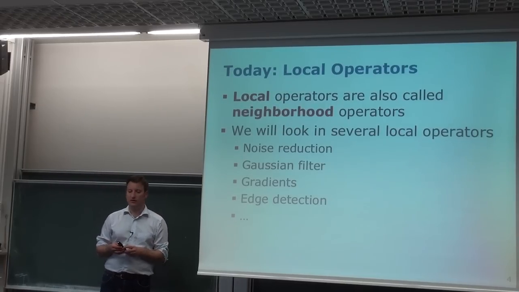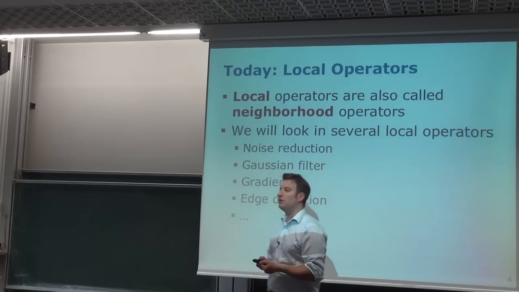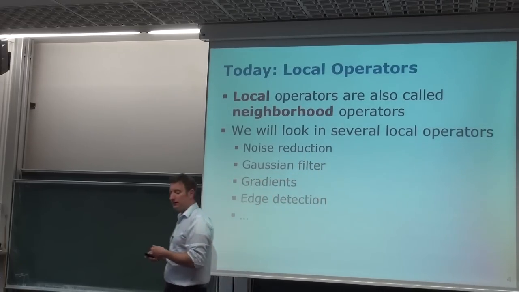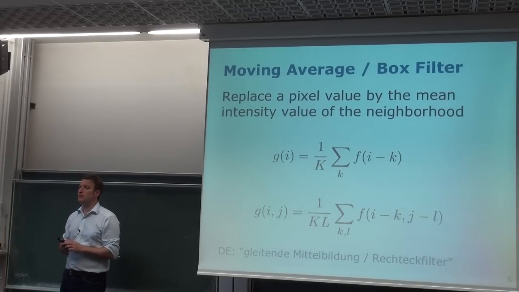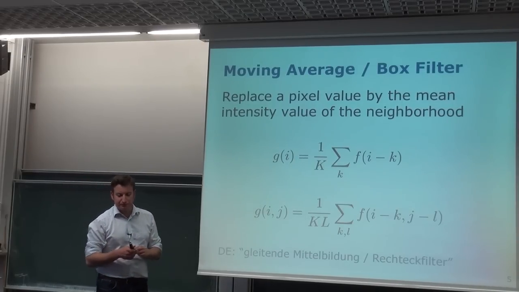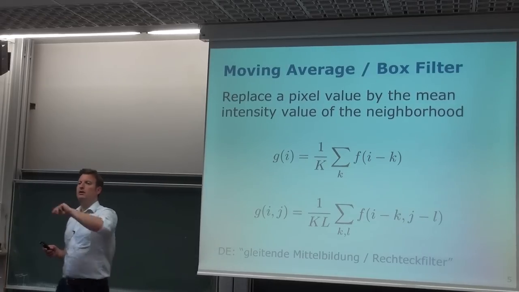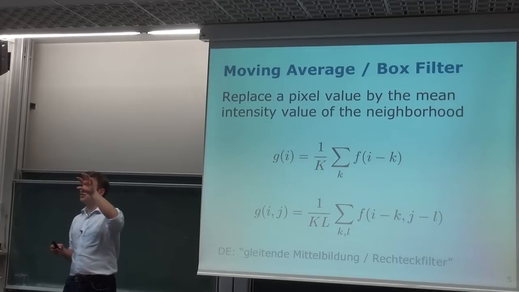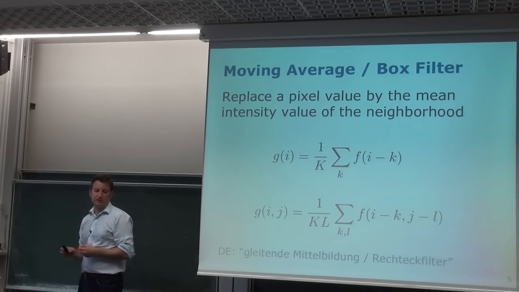The first thing, the most trivial, most simple operator of this type, taking into account a local neighborhood, is something which is called a box filter or moving average filter. What this filter does is, it basically takes an intensity value, looks into the neighborhood of this intensity value, and computes the average of all the pixels in the neighborhood, and this gives me the resulting new pixel.